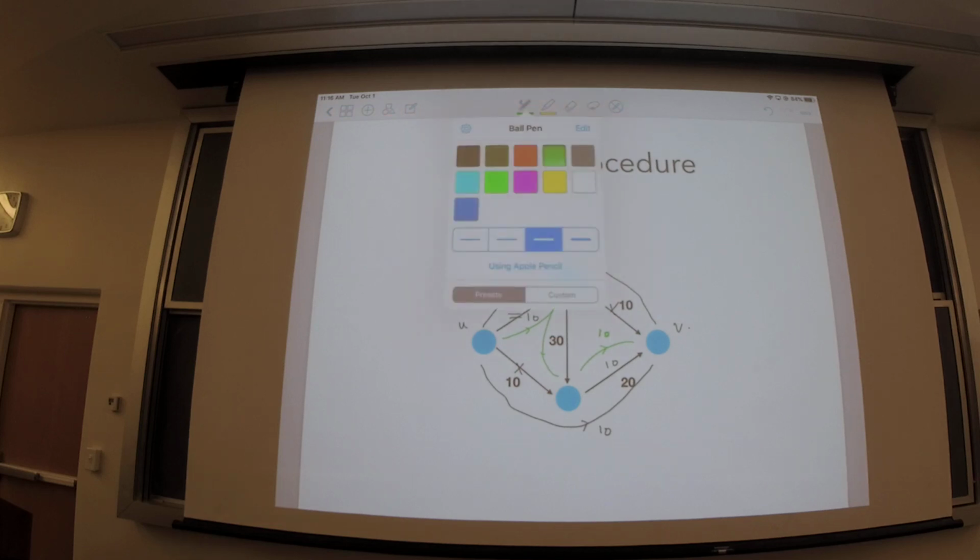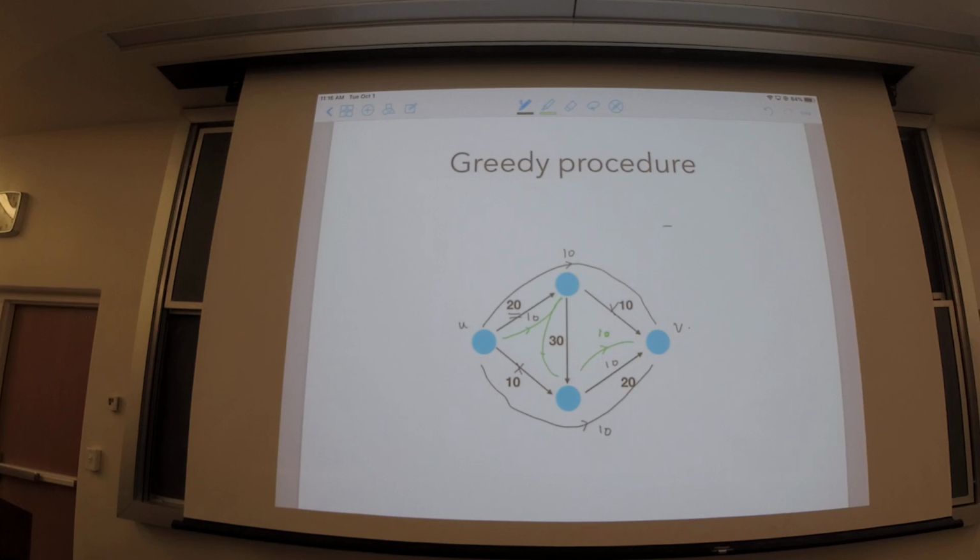Alright, and this procedure is as follows: find a path from U to V, send as much flow as possible, update capacities on edges, i.e. keep only the remaining, and then you repeat.